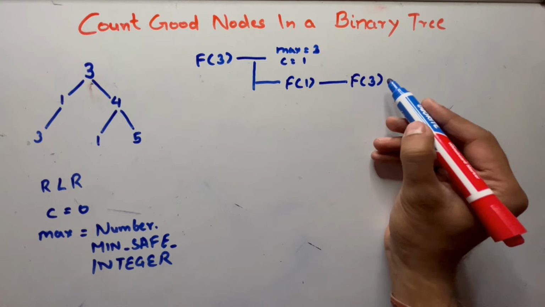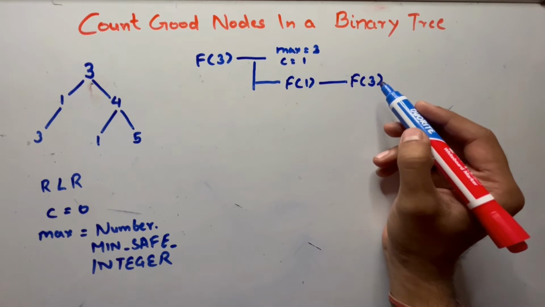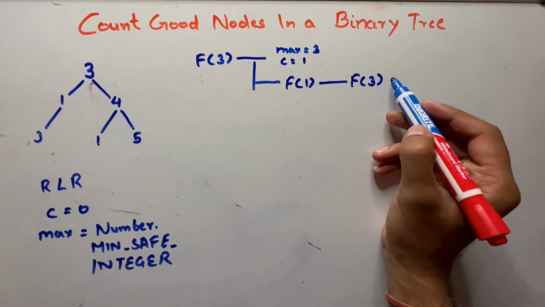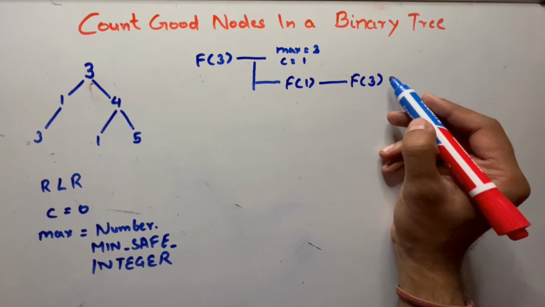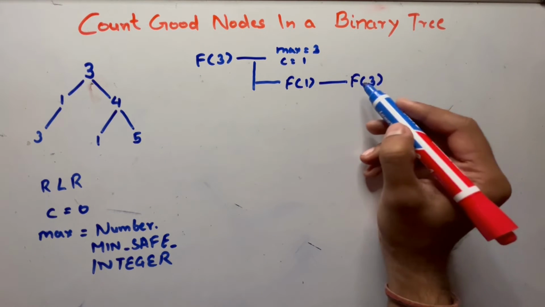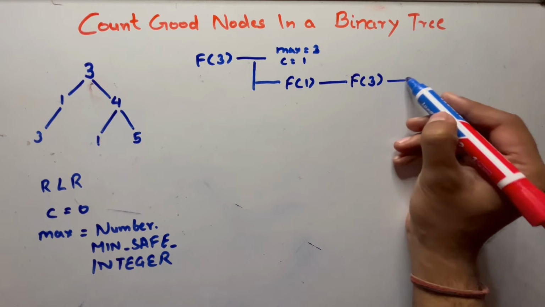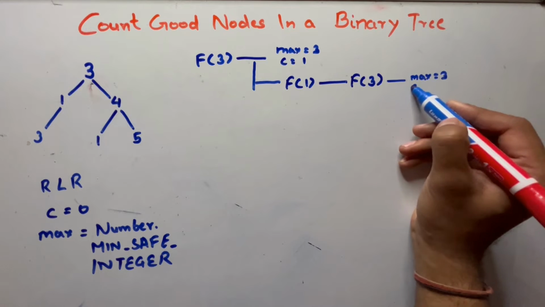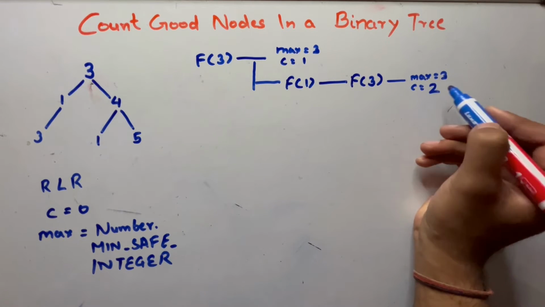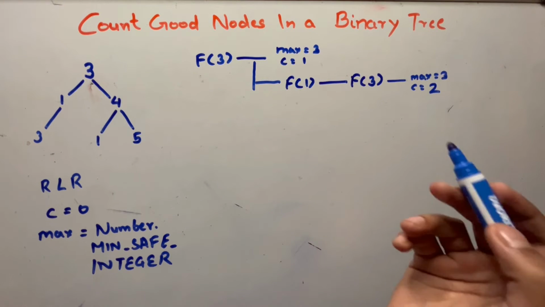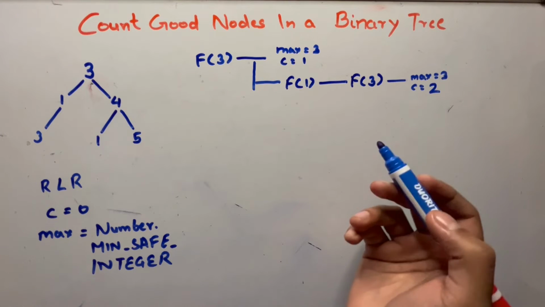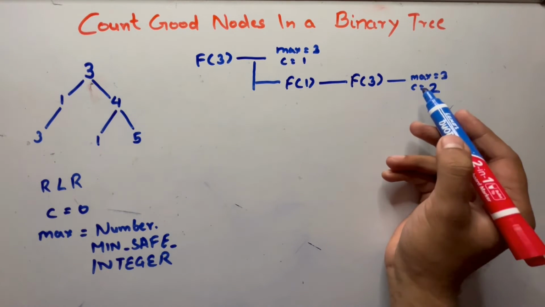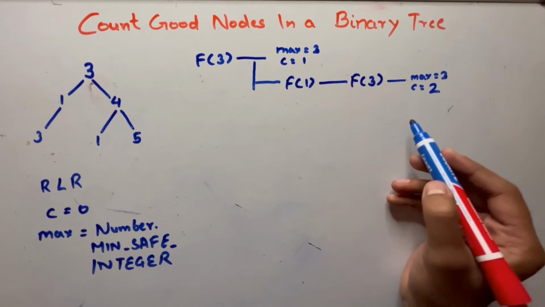Cool. So friends, when it has made this call for its left node, it will again go into the if condition. It will check if it is greater than or equal to the current max. Yes, it is equal to the current max. So what will happen for this particular 3? Again, the max will stay 3, but the counter variable will increase to 2. Cool. And now it will check for its left and right, like it will again go for its left call and right call.